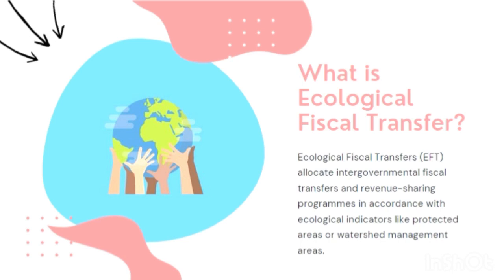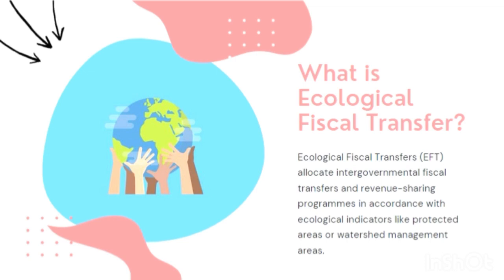EFT has two objectives in mind. On the one hand, EFT help make environment protection more acceptable by compensating communities for lost tax revenue and other potential costs of protected areas. On the other hand, as a source of revenue, protected areas encourage decentralized conservation activities.